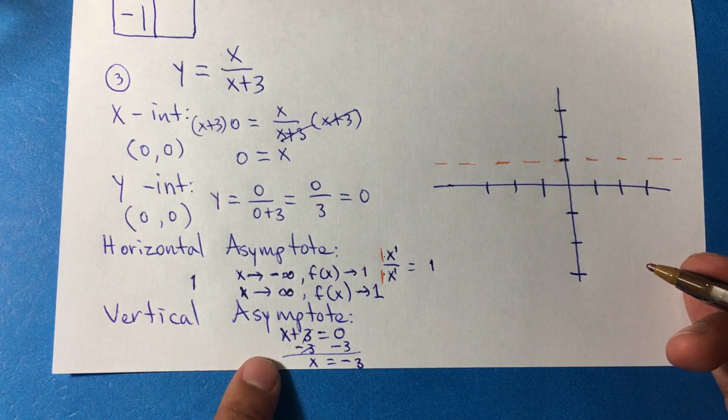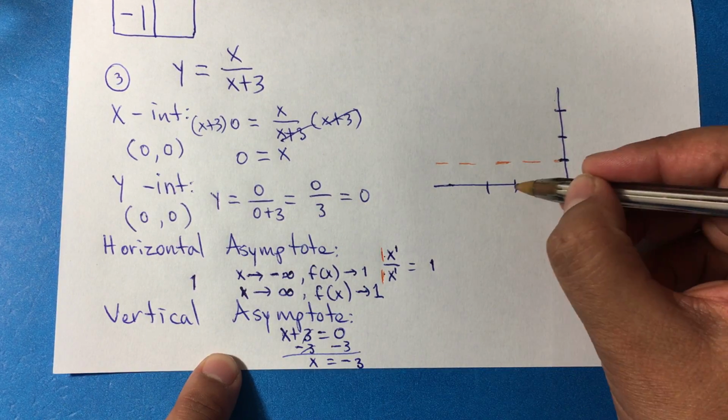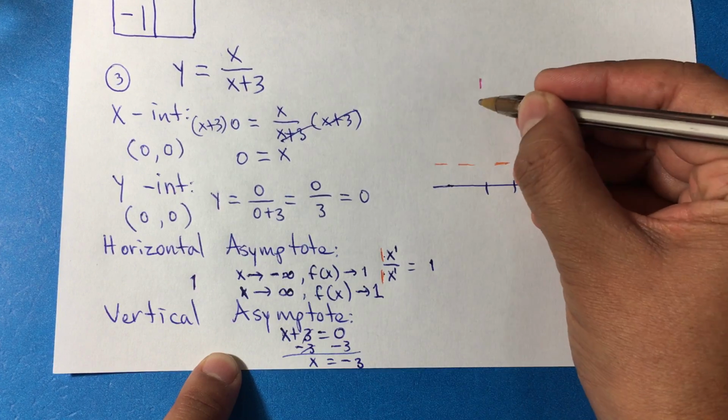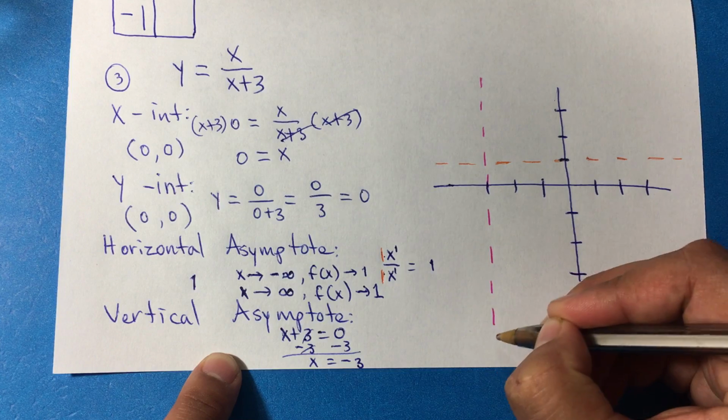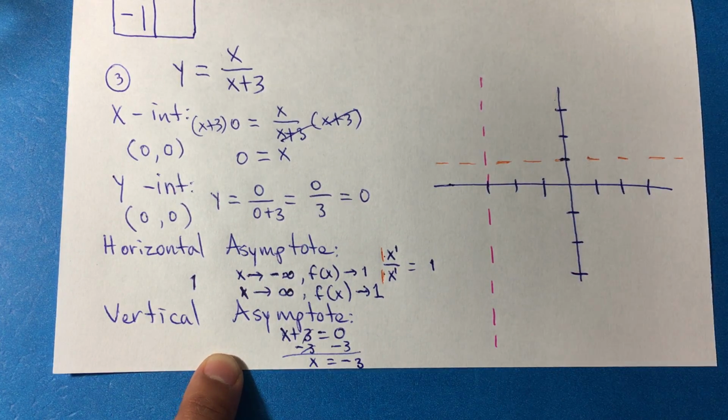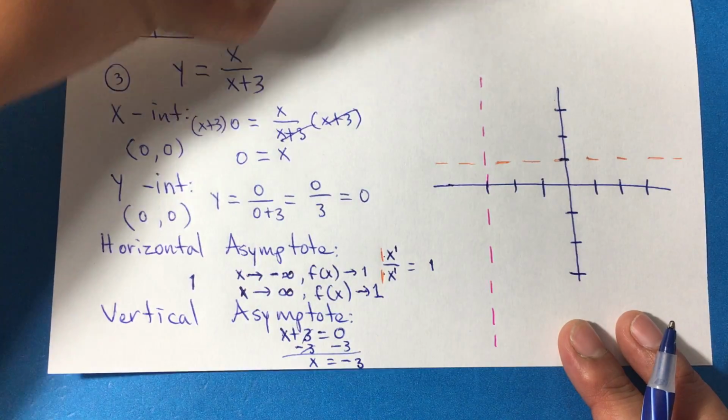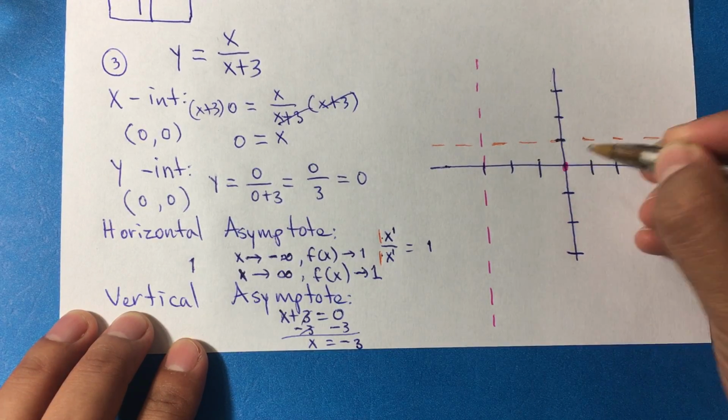And then the vertical is at negative 3. So negative 1, negative 2, negative 3. It's right there. Those are the asymptotes. That means that our graph approaches them, but they do not go beyond that line. So we know that it goes through 0, 0.